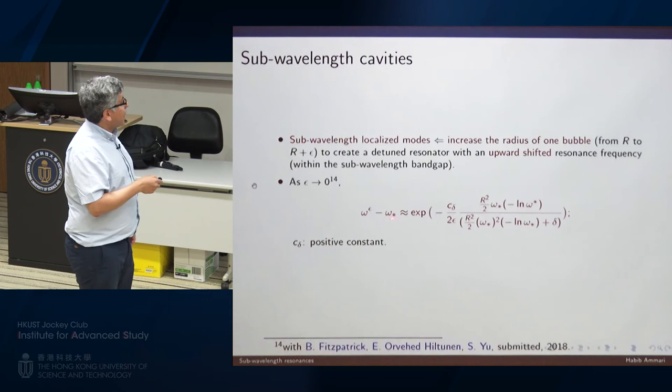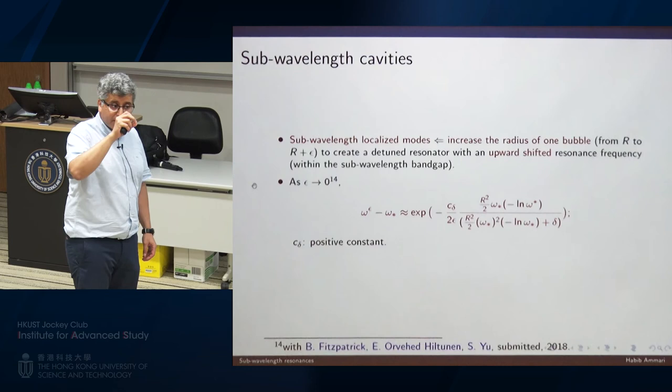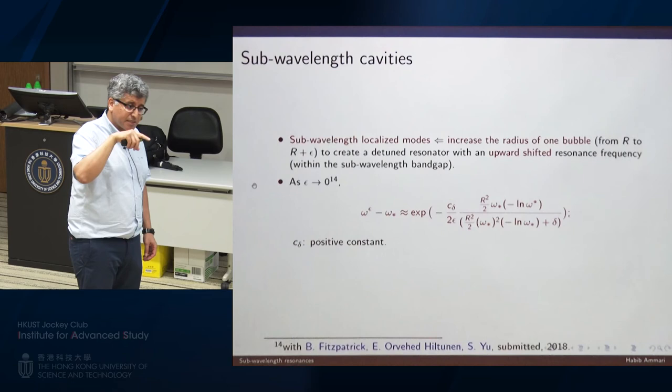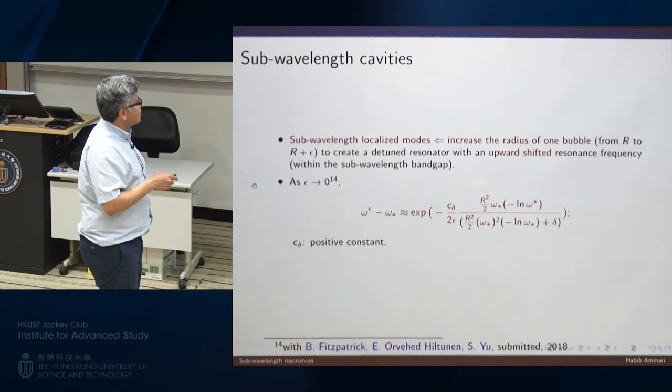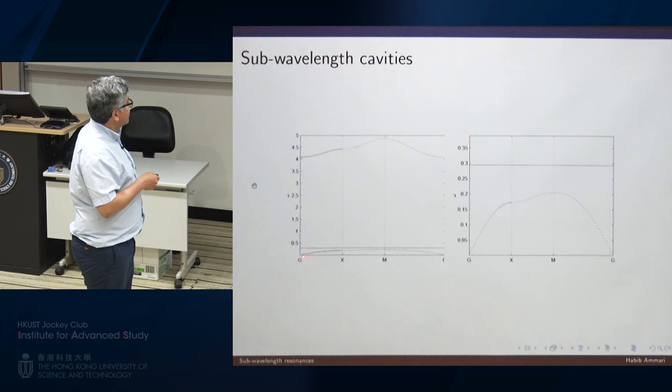This is the eigenvalue where all of this physics, the interesting phenomena, is there. It is given by this formula. So this guy is larger than this guy. Okay. So you create this band gap. I zoom, and this is the mode. And this is the band gap here.